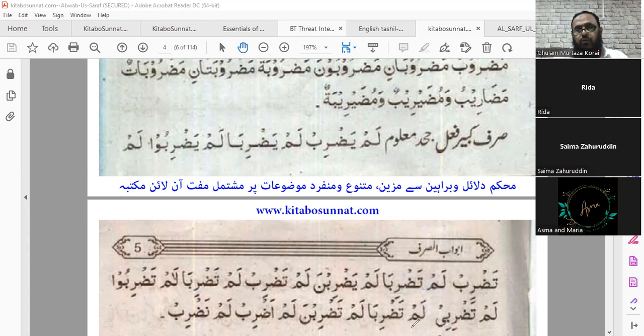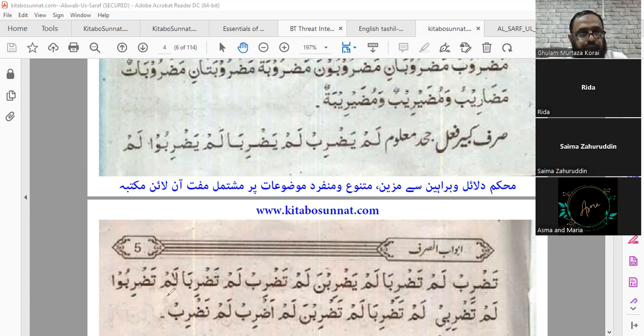2 of them belong to jama, okay? Jama muzakkar ghaib and jama muzakkar hadir. Noon also comes at the end of them, like it was yadribuna, and this was tadribuna. When lam entered into them, the last noon is dropped. This is the identification mark that when lam entered, it made it majzoom. How did it make them majzoom? By dropping the last noon. So both of them became lam yadribu and lam tadribu.